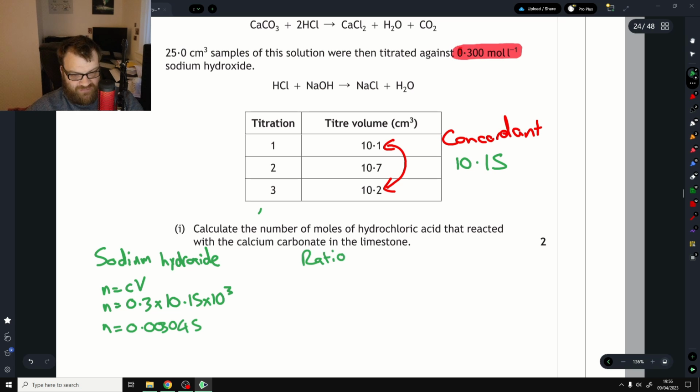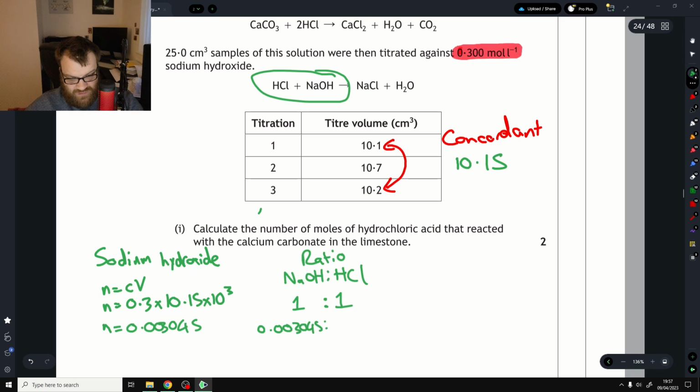Next up, we need to do our ratio. We need to compare the two chemicals. Got our sodium hydroxide and our HCl. We're using this ratio in here, which means that we've got a 1:1 ratio. This means that we would have 0.003045 moles of hydrochloric acid left reacting for that.